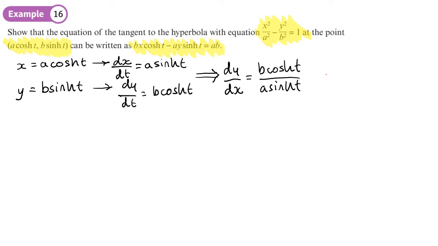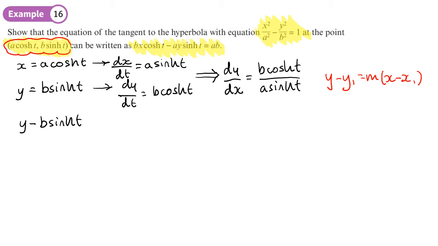So now, like before, we use y minus y1 equals m(x minus x1), where this is where we'll get x1, y1. So we'll have y minus b sinh t equals m, which is b cosh t over a sinh t, times x minus x1, so that's going to be a cosh t.